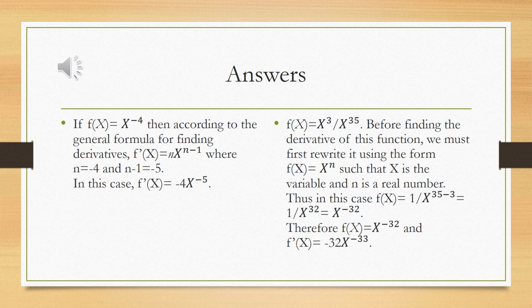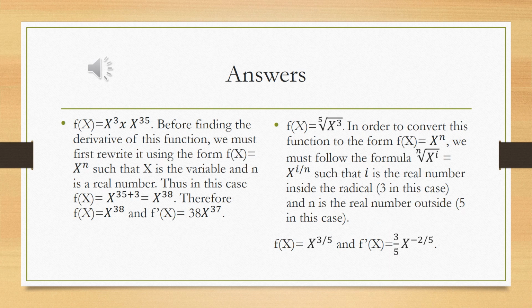In this case, f prime of x equals minus 4 x to the power minus 5. If f of x equals x to the 3 over x to the 35, before finding the derivative, we must rewrite it using the form f of x equals x to the n, such that x is the variable and n is a real number. Thus, f of x equals 1 over x to the power 35 minus 3, which is 1 over x to the power 32, which is x to the power minus 32. Thus, f prime of x will be minus 32 x to the power minus 33.